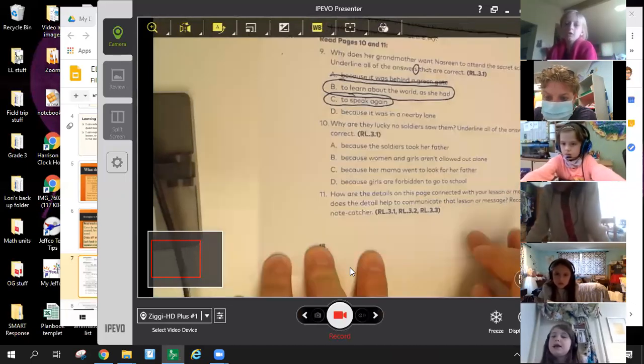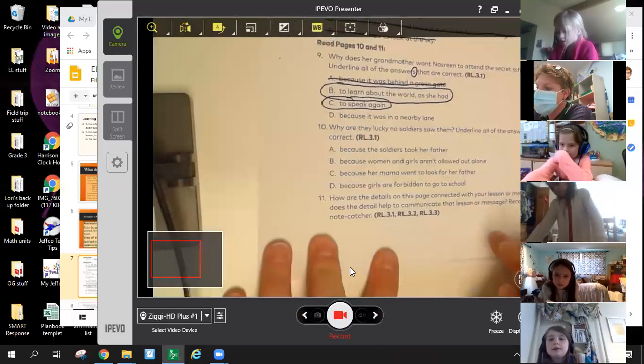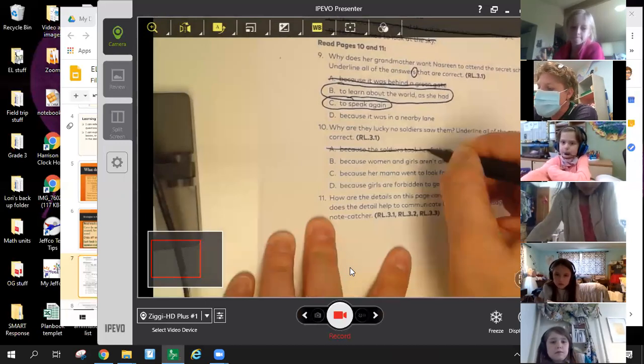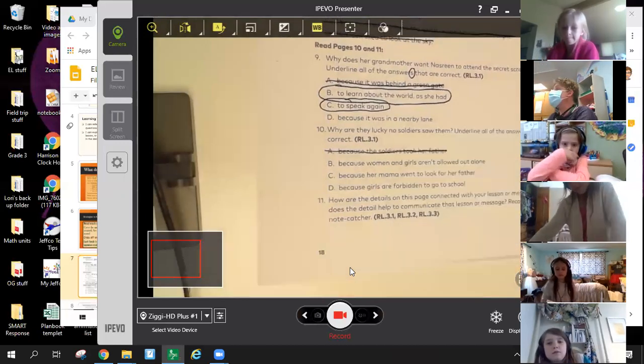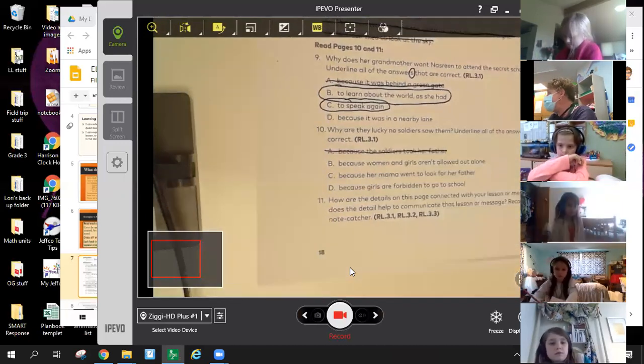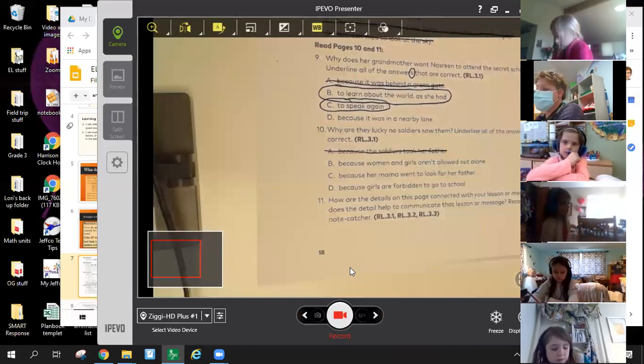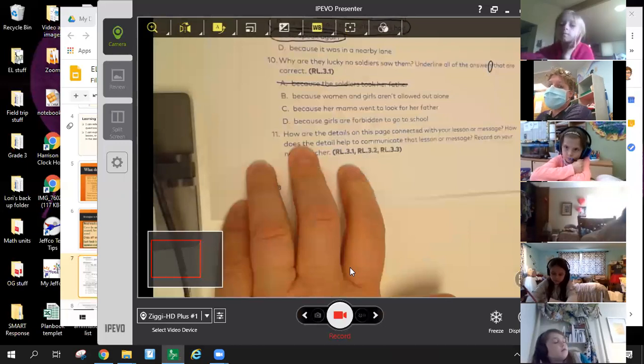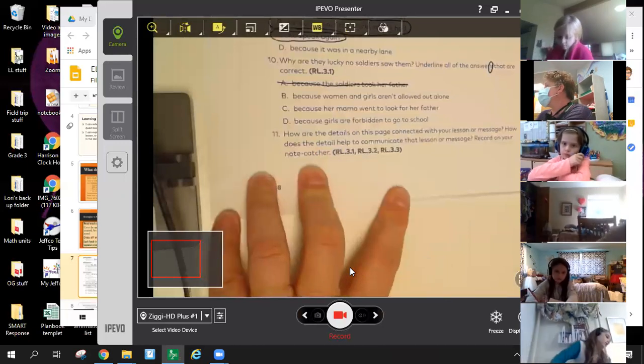Because soldiers took her father. Yes, good job. Because the soldiers took her father. Yes, the soldiers did take her father, but is that why they're lucky? No, that's not why they're lucky. So we cross out A. All right. Any other one you want me to cross out?